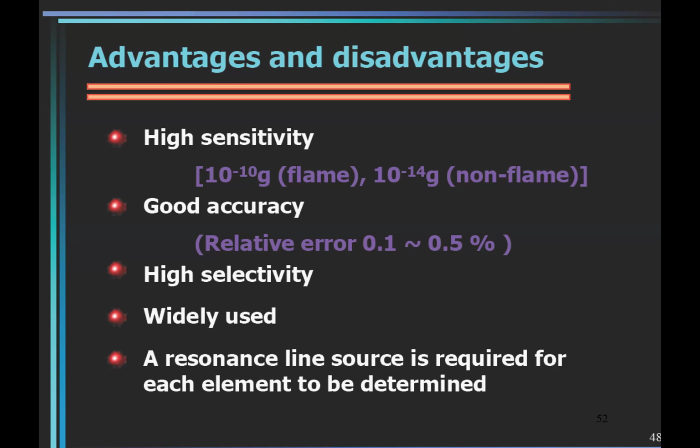And then the preparations, it's going to take you some time. So you have to spend a long time there. And like other methods that we talk about in chapter 10 on inductively coupled plasma, a resonance line source is required for each element to be determined. In today's class, I will get there to show you this.